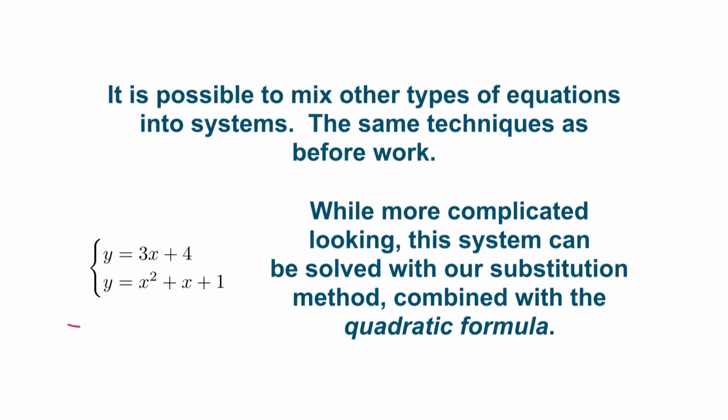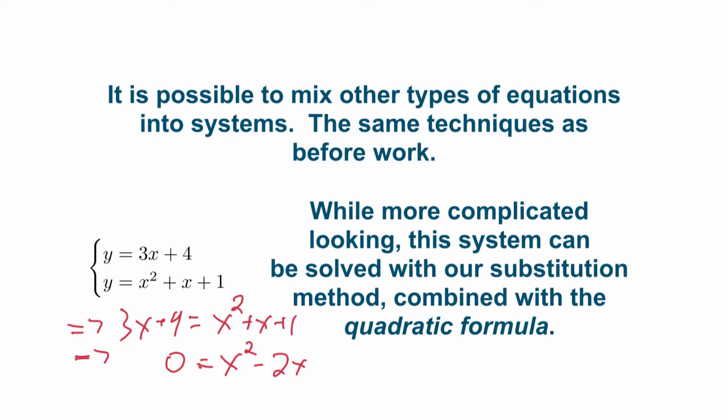So I would say that 3x plus 4 from the first equation is equal to x squared plus x plus 1 from the second equation. So I set this equal to 0, and I get x squared minus 2x minus 3 is equal to 0. And I ask myself, do I know how to solve this? Right? The technique would be no good if I got to a point that was useless. But it's not useless. I know how to solve this equation.